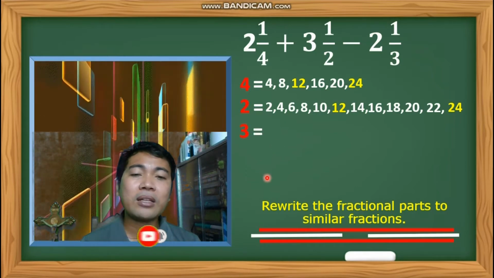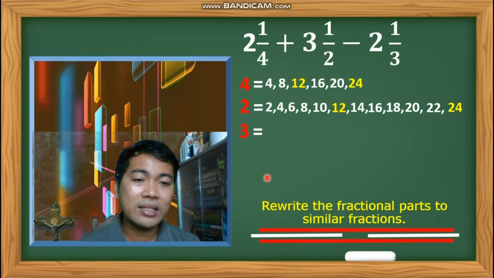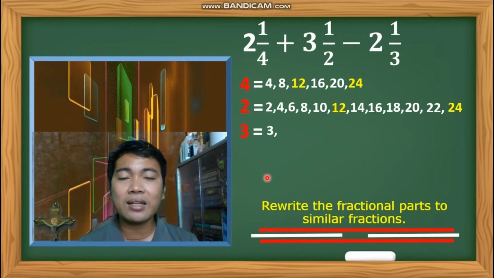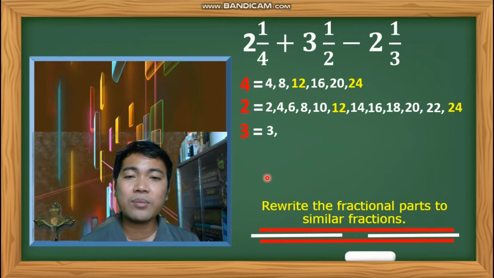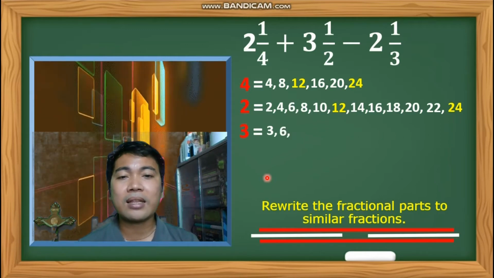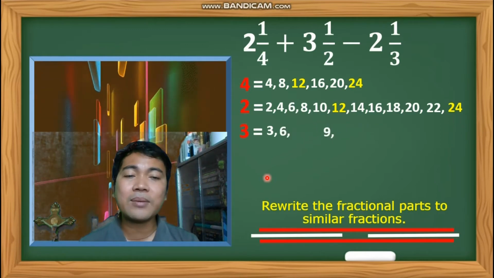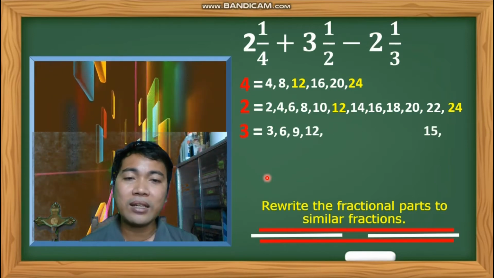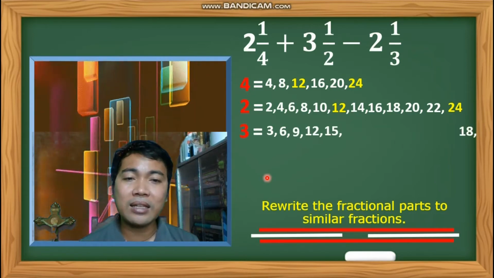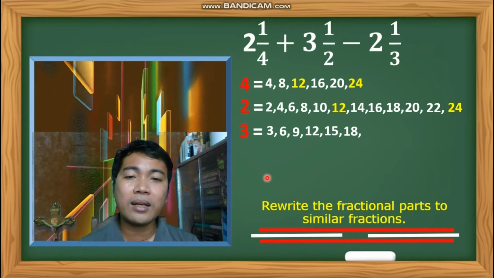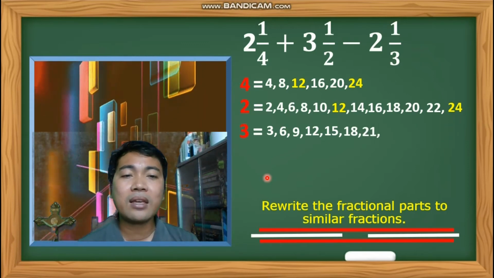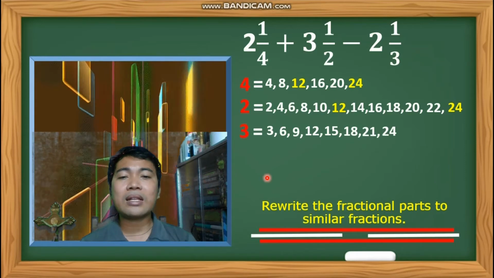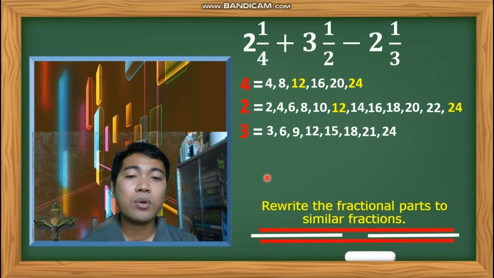Next, the first multiple of 3 is 3 itself. Bakit? 3 times 1 is 3. 3 times 2 is 6. 3 times 3 is 9. 3 times 4 is 12. 3 times 5 is 15. 3 times 6 is 18. 3 times 7 is 21. And 3 times 8 is 24. So, nandito na yung dalawang multiples.